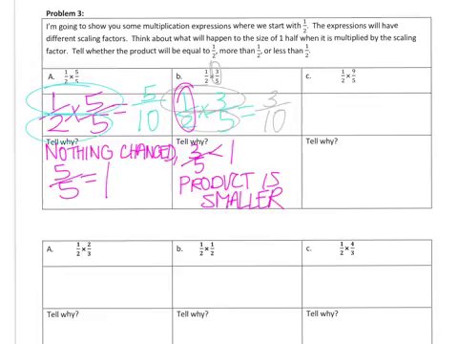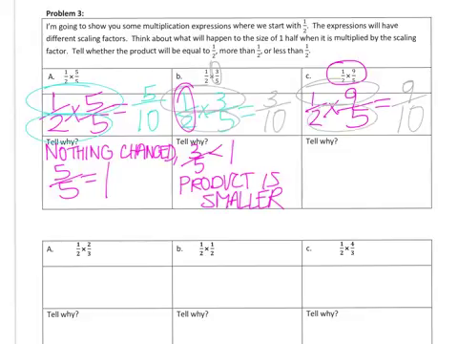Let's try this last one. 1/2 times 9/5. Well, 9/5 is more than 1, so what do you think that means? What's going to happen? Is my answer going to get bigger or smaller? Well, let's multiply across and find out. 1 times 9 is 9. 2 times 5 is tenths. Oh, 9/10? That's almost 1. That's way bigger than the half that I started with. My answer got bigger. Why did it get bigger? Because 9/5 is greater than 1. So my answer grew.